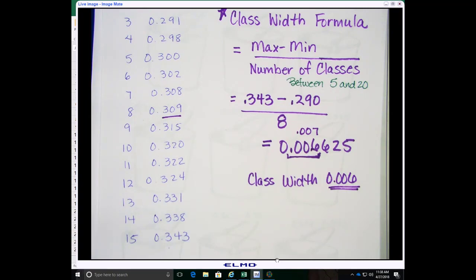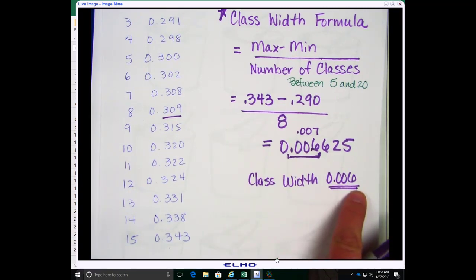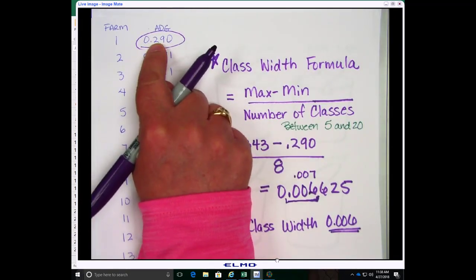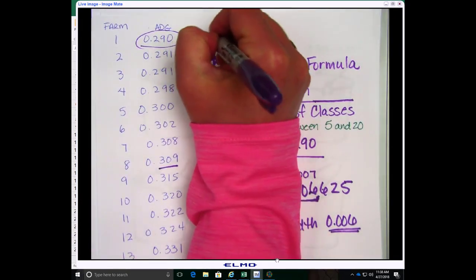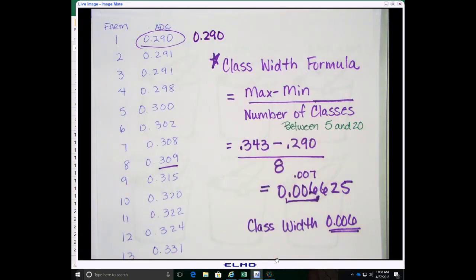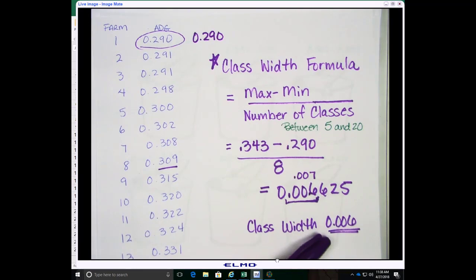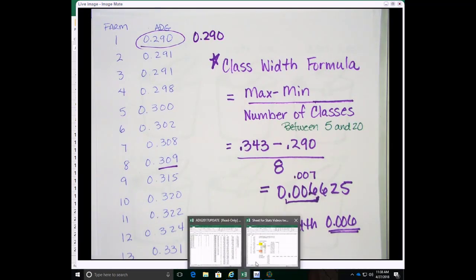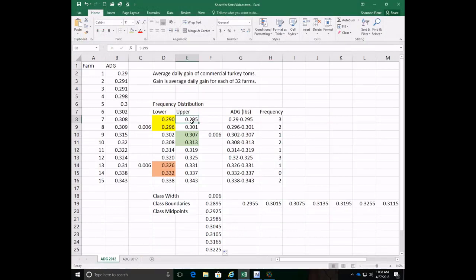Okay, so my class width is 0.006, and I'm going to want to start with my lowest number that will start my first class. Okay, so I'm going to start my first class with 0.290. And I know my class width is 0.006. Okay. All right. So what I'm going to do is clear this out.